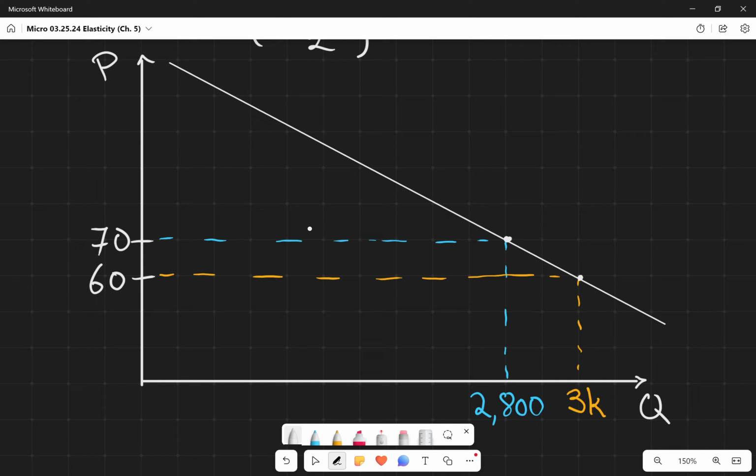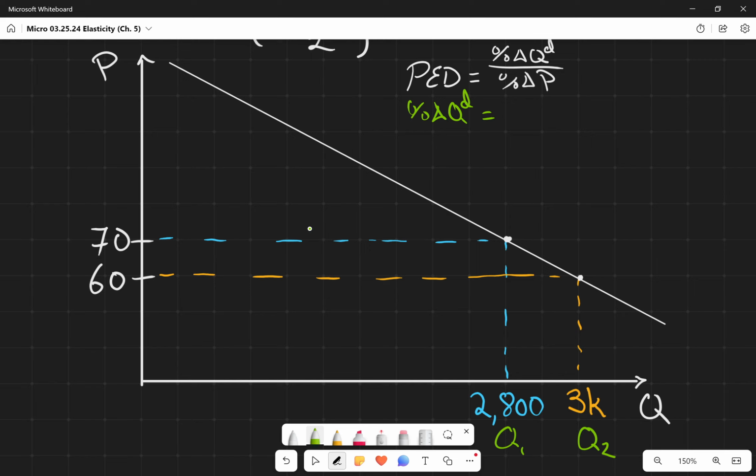So the price elasticity of demand is equal to the percentage change in my quantity demanded divided by my percentage change in my price, both of these using the midpoint formula. So let's go ahead and unpack the percentage change in the quantity demanded. It's going to be my quantity demanded 2, let's call this one 3,000, and let's call this one my quantity demanded 1.